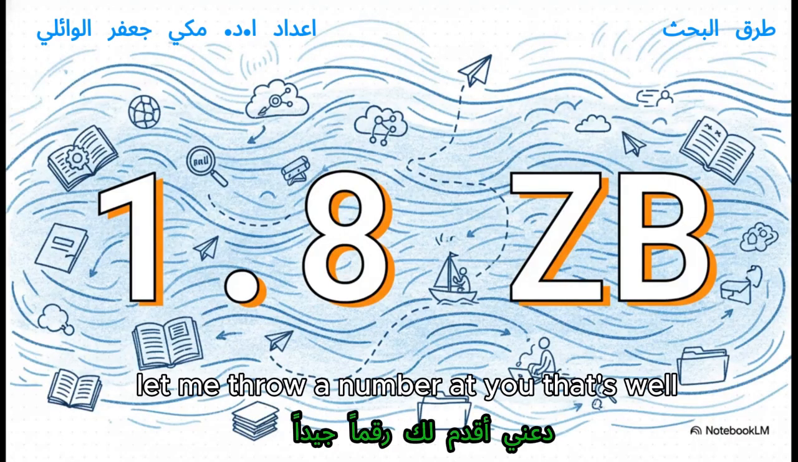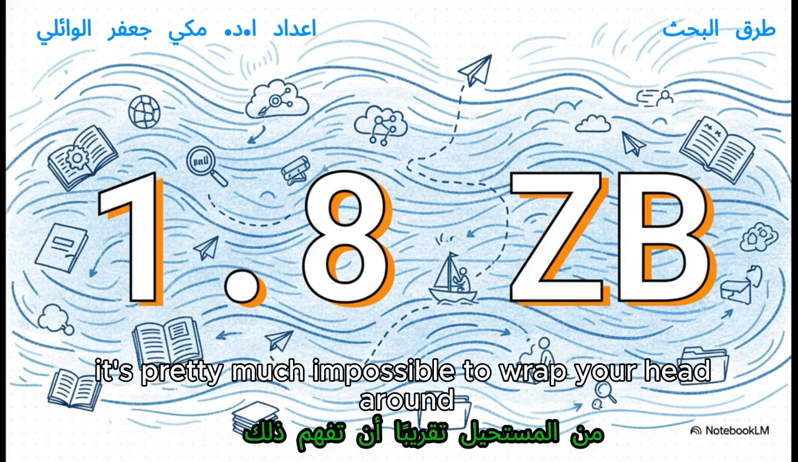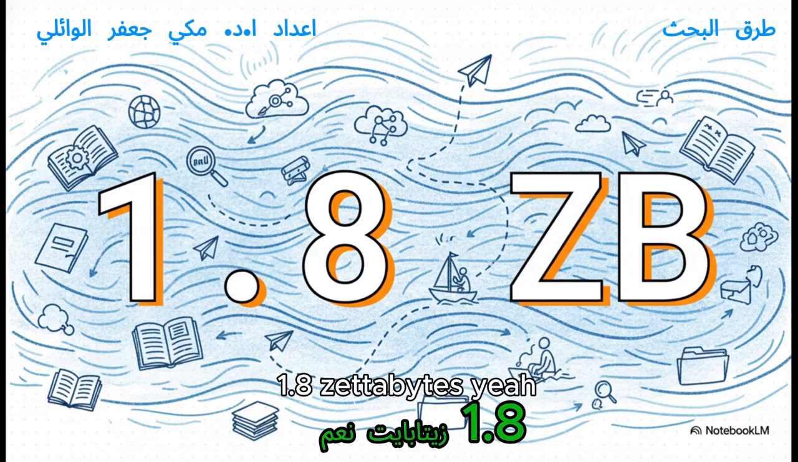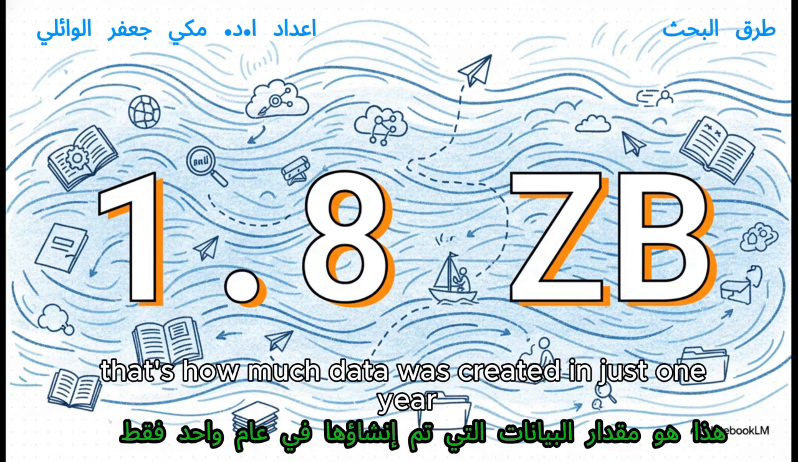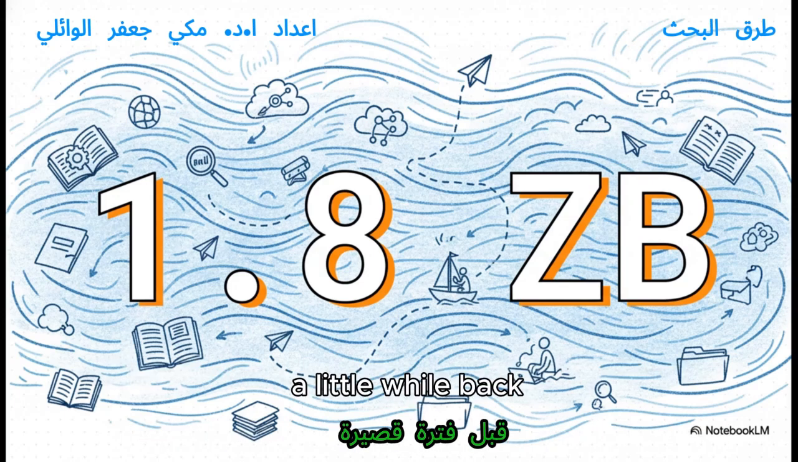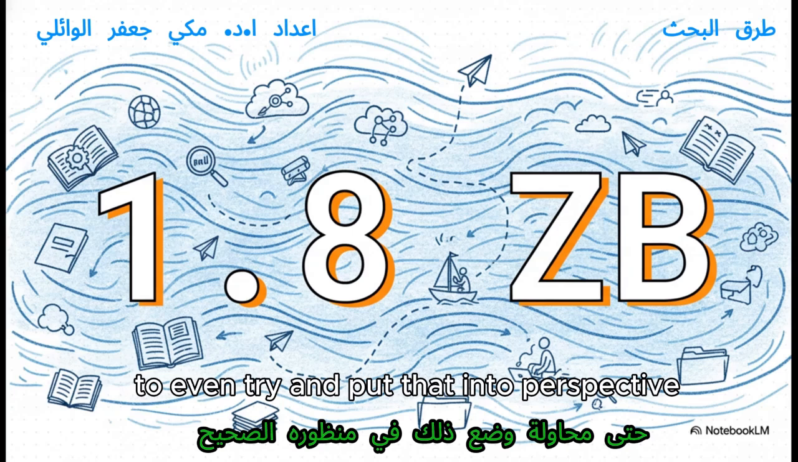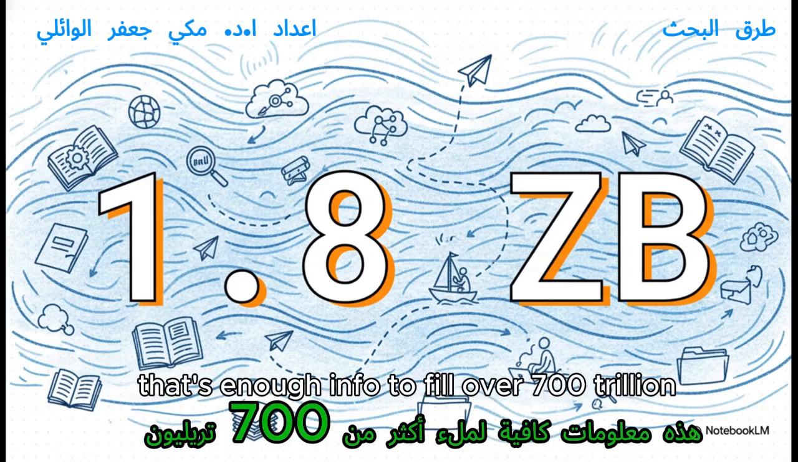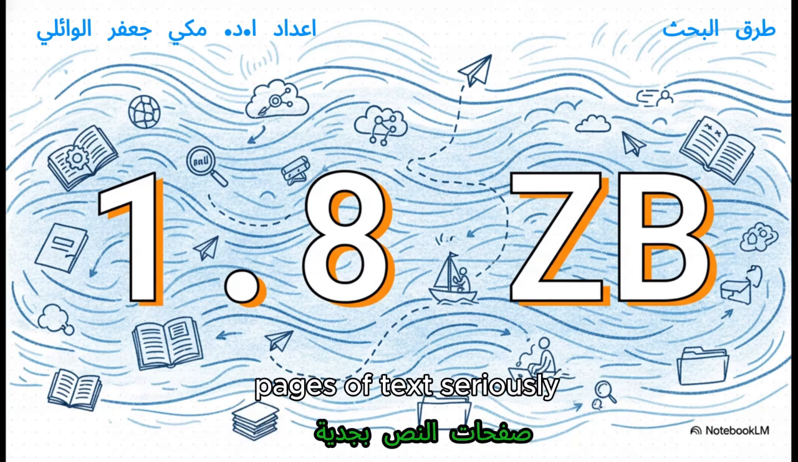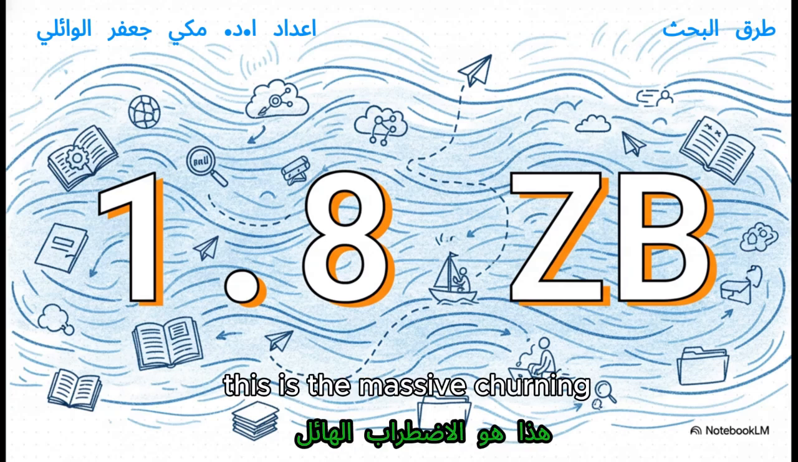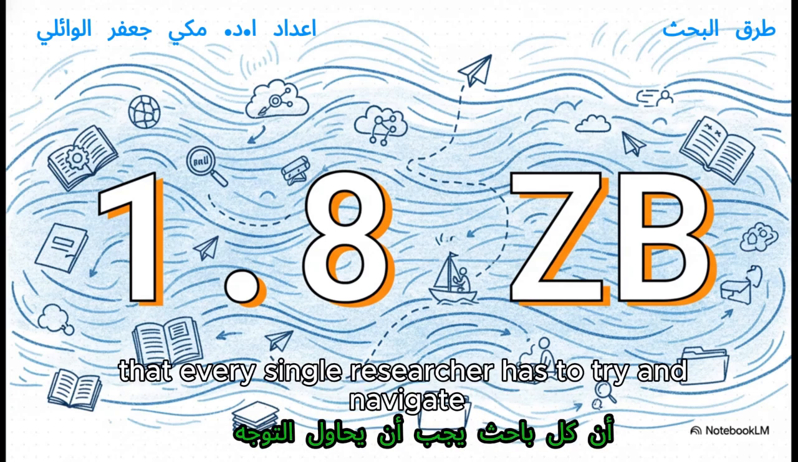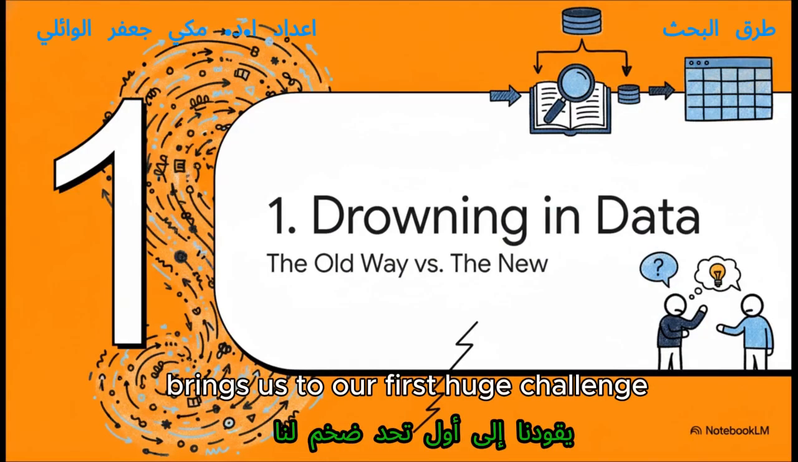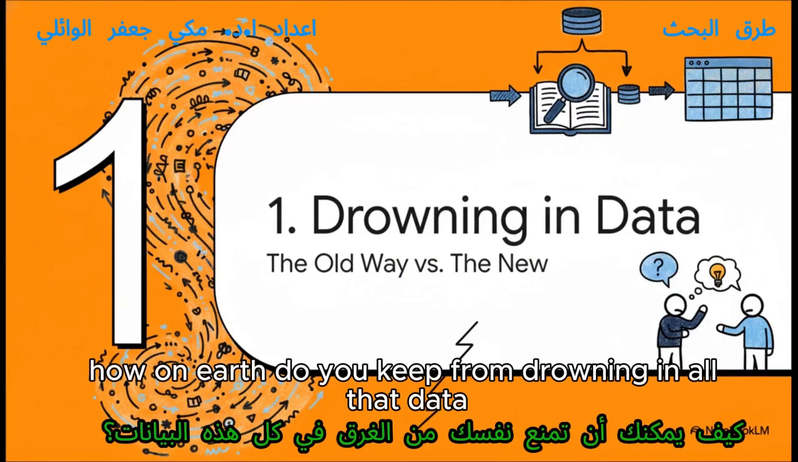Okay, let me throw a number at you that's pretty much impossible to wrap your head around. 1.8 zettabytes. Yeah, that's how much data was created in just 1 year a little while back. To even try and put that into perspective, that's enough info to fill over 700 trillion pages of text. Seriously, this is the massive, churning ocean of information that every single researcher has to try and navigate. Which brings us to our first huge challenge. How on earth do you keep from drowning in all that data?